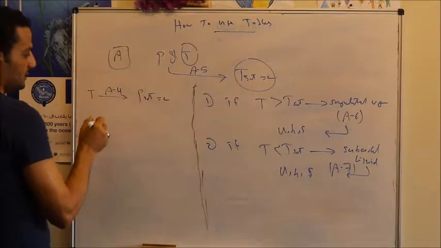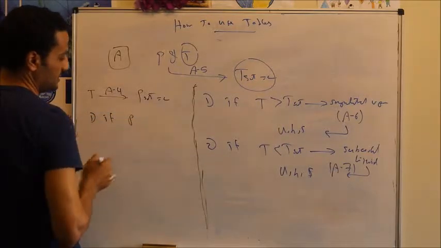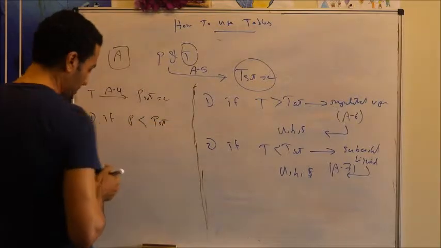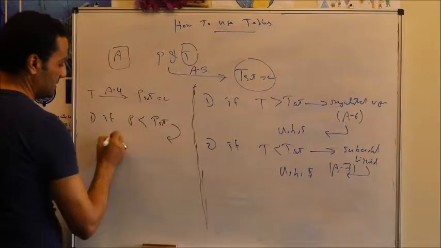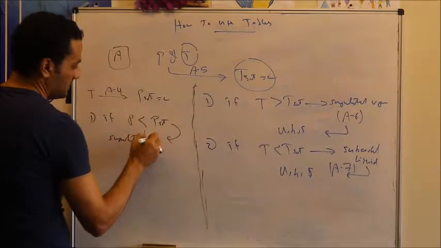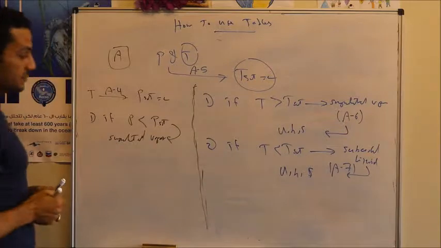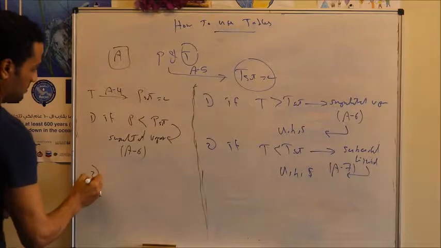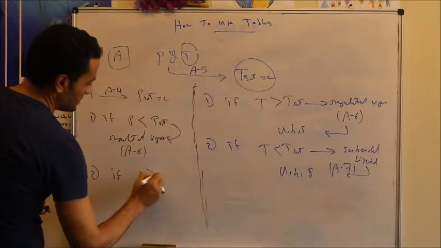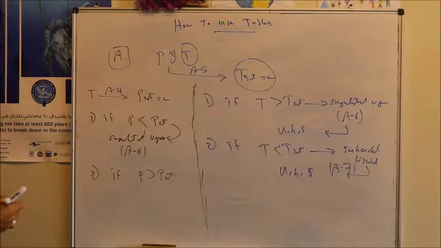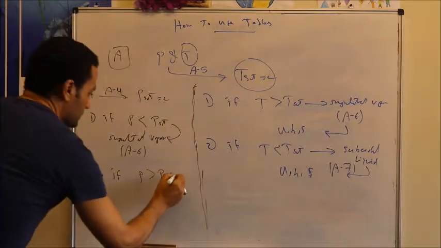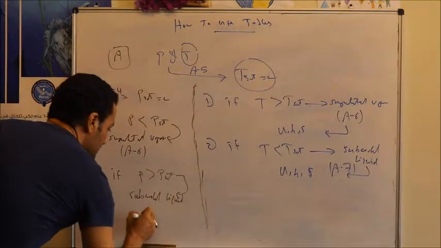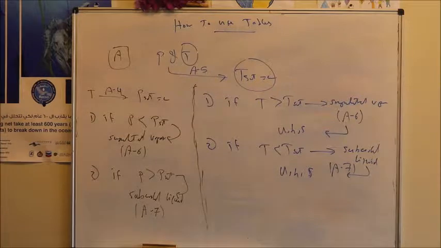Okay? So the first option: if you find the given pressure is less than the saturation pressure, then we are in the superheated zone, or the state of the substance is superheated. So in this case I will be using table A6. Second, if you find this pressure is greater than the saturation pressure, then the state of the substance is subcooled liquid or compressed liquid, and in this case we have to use table A7.